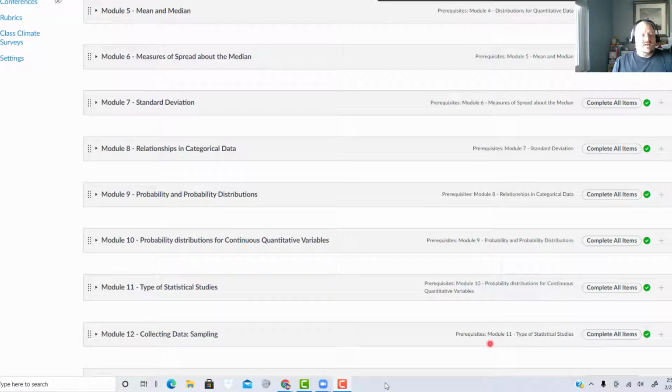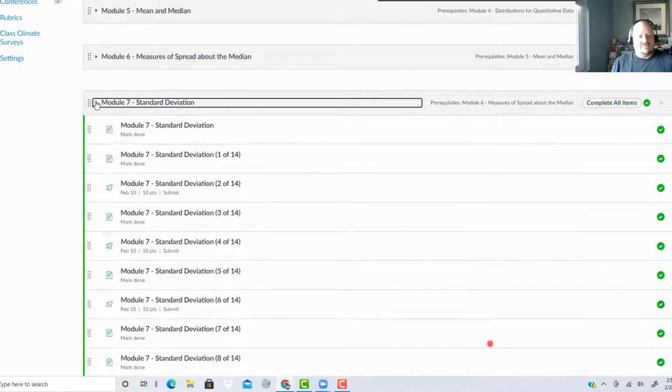Students, today we're going to be covering Module 7, which deals with standard deviation. Now, standard deviation is another way of measuring the spread away from the center. If you remember in Module 6, we did the spread away from the median. Again, that's the kind of halfway cutoff point. And in Module 7, we're going to talk about the standard deviation.